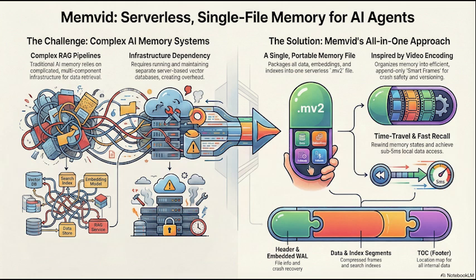For CLIP visual embeddings? Yep, so the agent can search images. Right. You can ask your agent, find me that slide deck about Q4 marketing with the blue whale logo, and it can actually search the images in its memory based on that description. All inside that one file. All inside the one file.